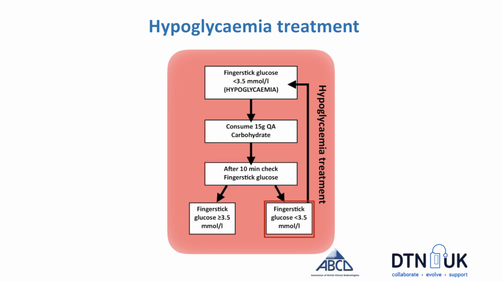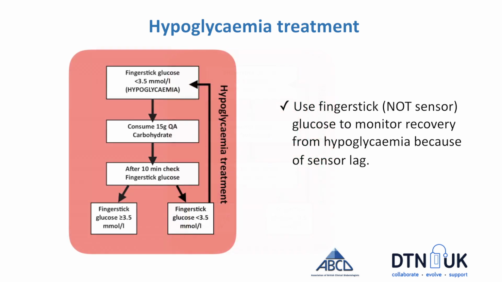If it's still below 3.5, you would have another 15 grams of quick-acting carbohydrate. If it's at 3.5 or above, you've successfully treated your hypoglycemia. The important point here is not to use the sensor to monitor your recovery from hypoglycemia.